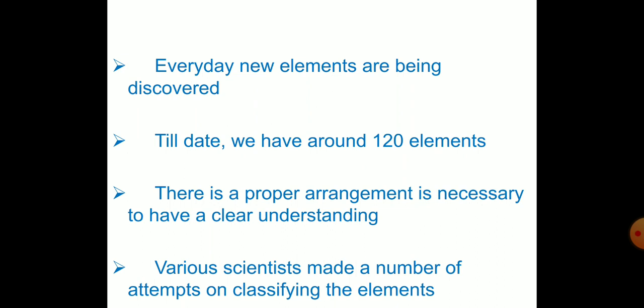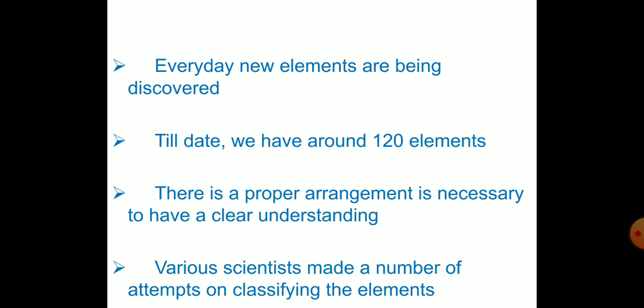Every day, even today, the scientists are trying to discover new elements. Isn't it? Yes, the research keeps going. That is given in point number 1. Every day new elements are being discovered, and till date we have more than 120 elements, obtained as a result of the research made by various scientists, and a proper arrangement is necessary. Why is it necessary? In order to have a clear picture about the properties of elements, we have to arrange the elements in the form of a table.